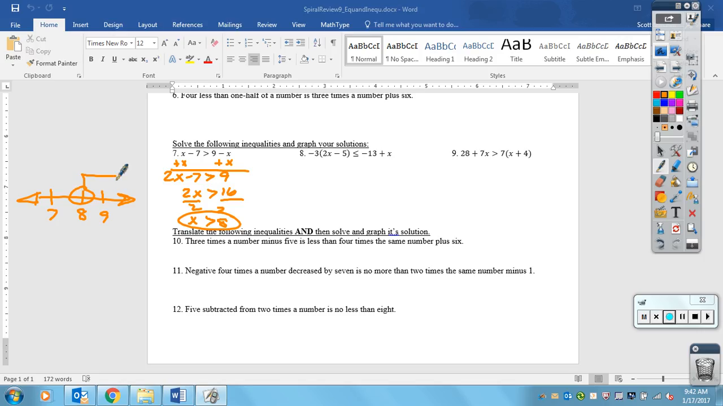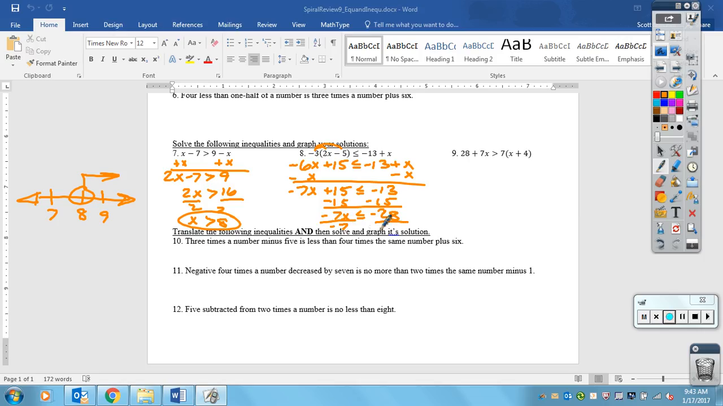Open circle, x is on the big side, which means it goes to the right. Variables on both sides: negative 6x plus 15 is less than or equal to negative 13 plus x. Now there's variables on both sides, so minus x, minus x. Negative 7x plus 15 is less than or equal to negative 13. Minus 15, minus 15. Negative 7x is less than or equal to negative 28.